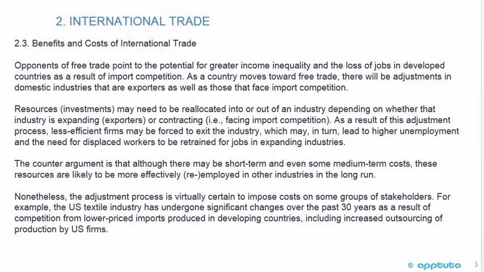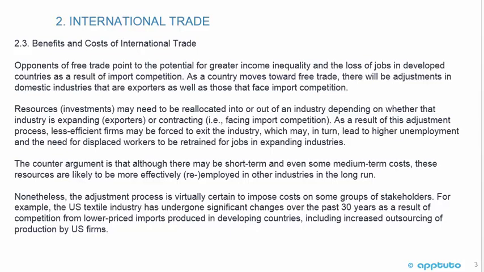Now we'll look at some costs of international trade. Opponents of free trade point to the potential for greater income inequality and the loss of jobs in developed countries as a result of import competition. As a country moves towards free trade, there will be adjustments in domestic industries that are exporters as well as those that face import competition.